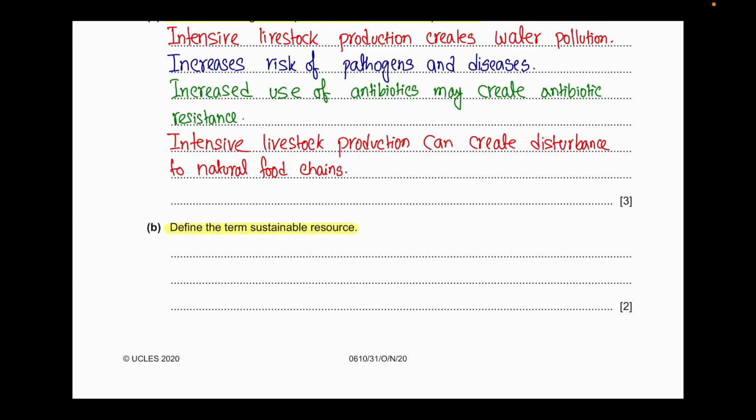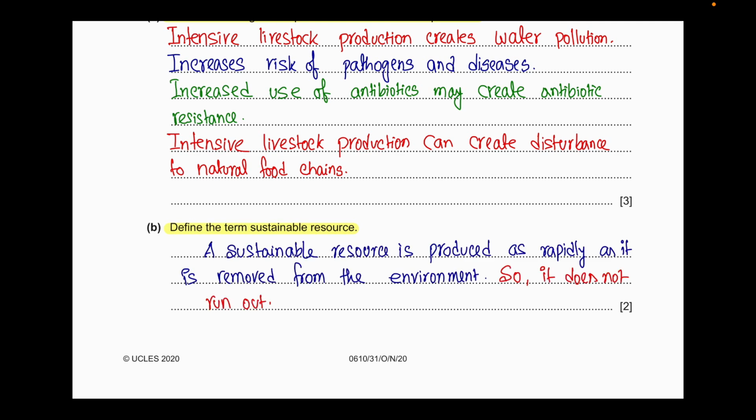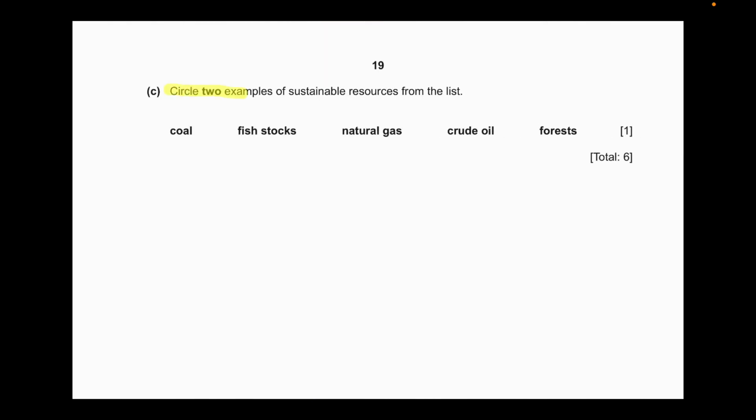Define the term sustainable resource. So basically, a sustainable resource is produced as rapidly as it is removed from the environment, so it does not run out completely. So guys, next question. Circle 2 examples of sustainable resources from the list. Obviously, fish stocks and forests can be sustainable. But coal, natural gas, crude oil, there is no chance of making them sustainable.